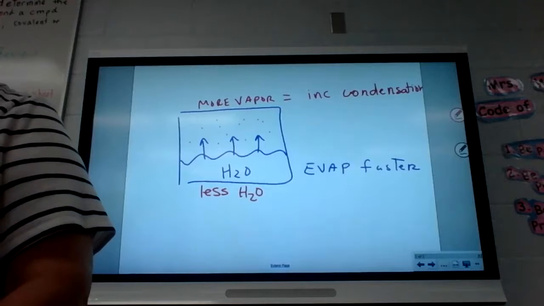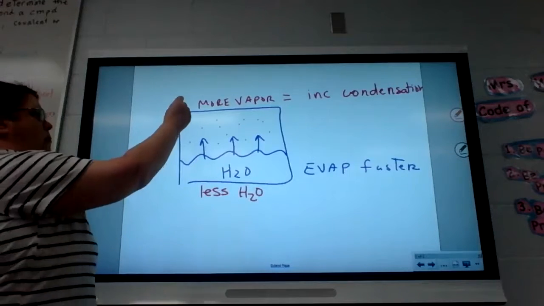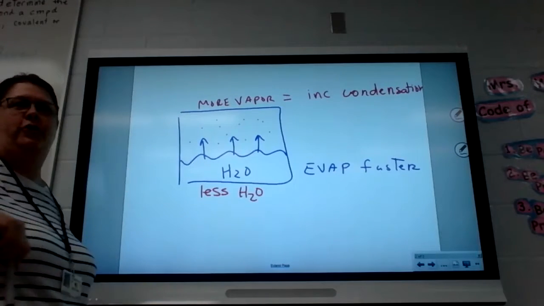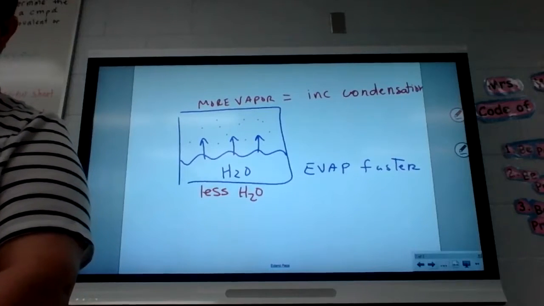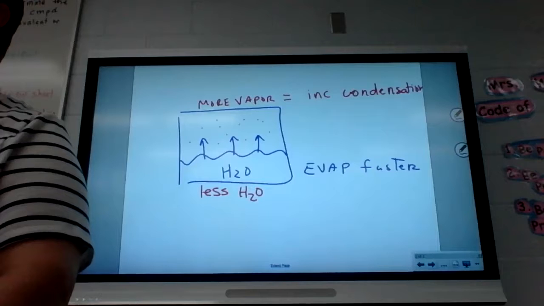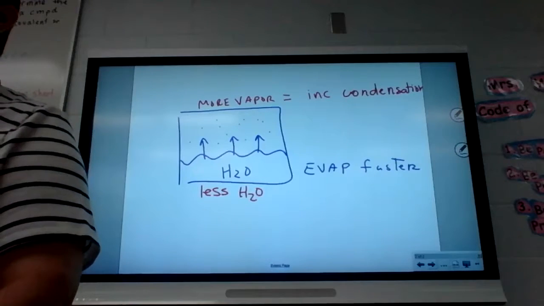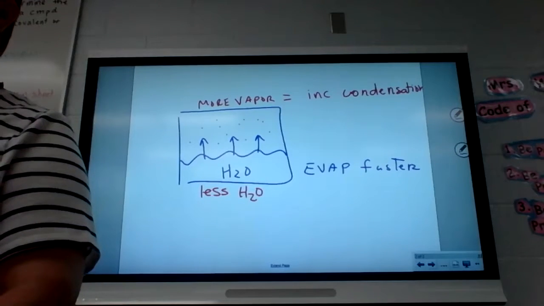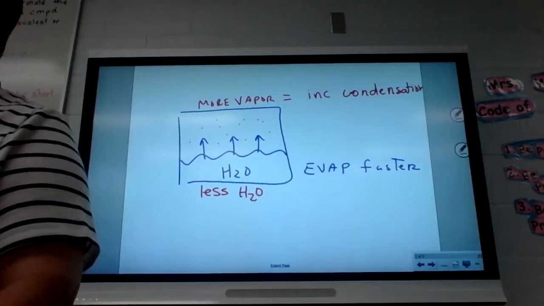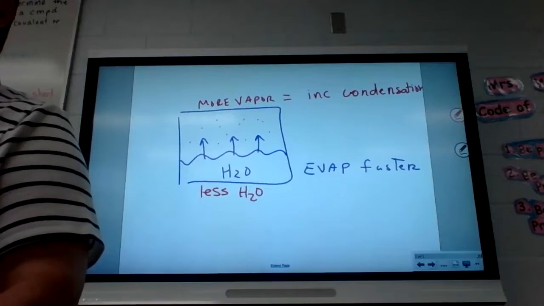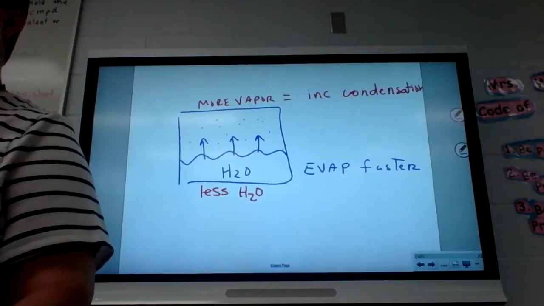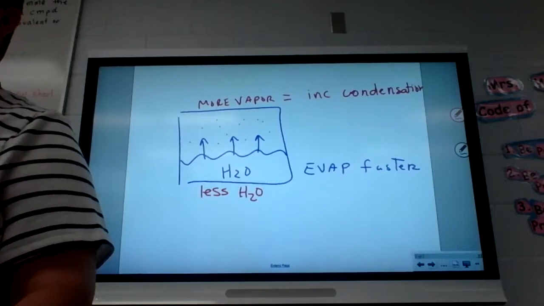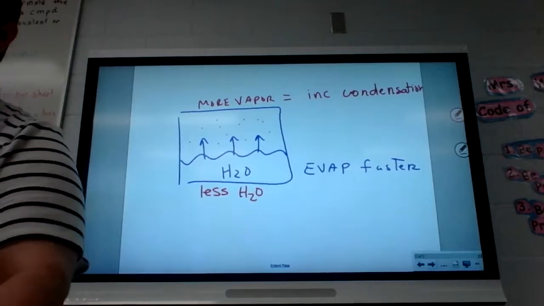If you want to increase your vapor molecules, you want more vapor up here, what do you have to do to temperature? Increase it. If you want to increase your rate of condensation, you want more condensation to happen, what do you have to do to temperature? Increase it, because you got to have more what? Got to have more water vapor. And what do you do if you want more water molecules? Decrease the temperature. Everybody with me on that? Okay.